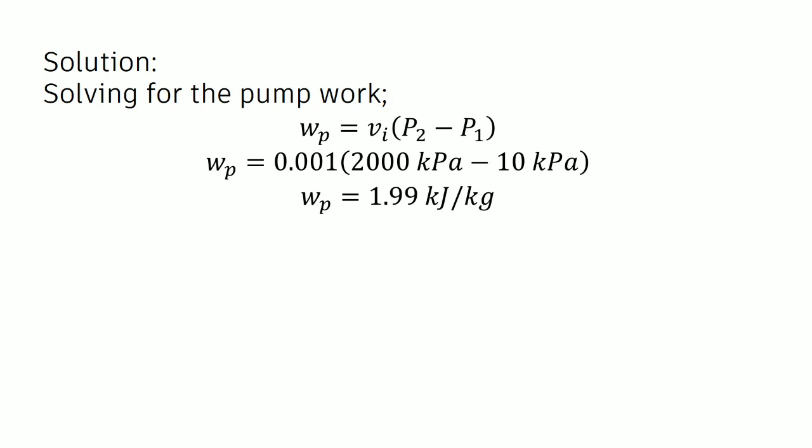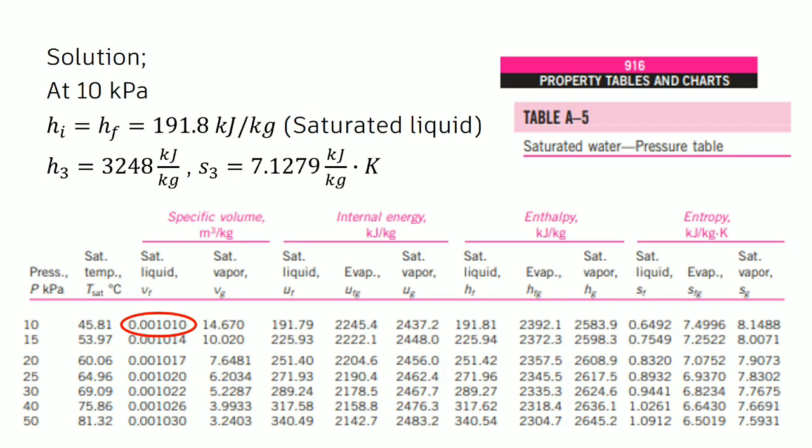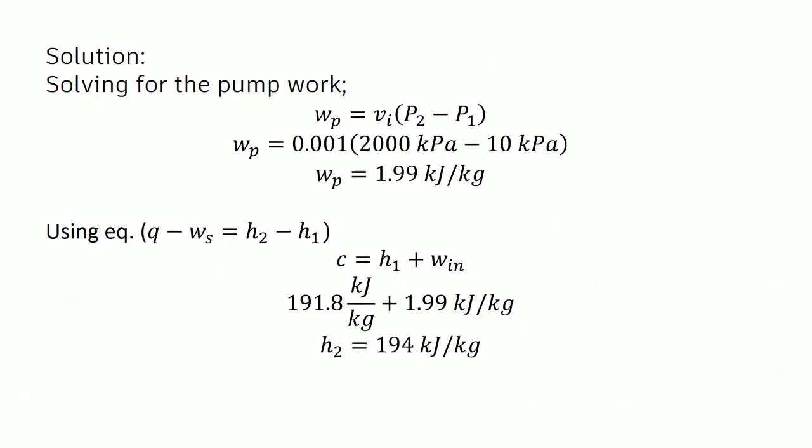So solving for the pump work, we have this formula. The work of the pump is equivalent to the initial V, the initial saturated vapor volume, multiplied by the difference of the initial and the final pressure. That is 2000 kilopascals and 10 kilopascals. So we have now the work of the pump to be 1.99 kilojoules per kilogram.